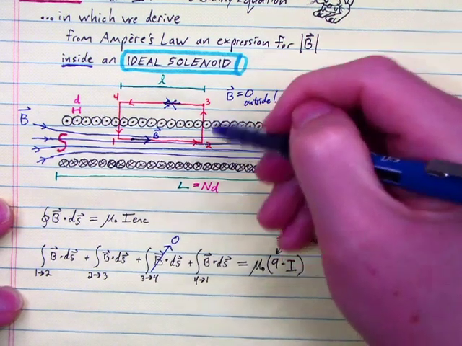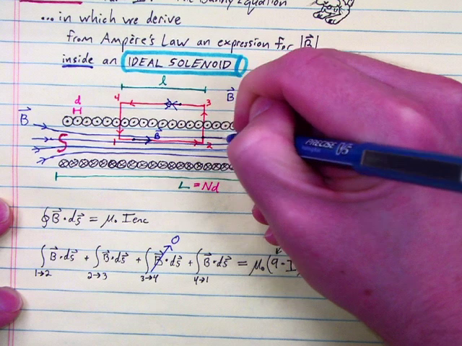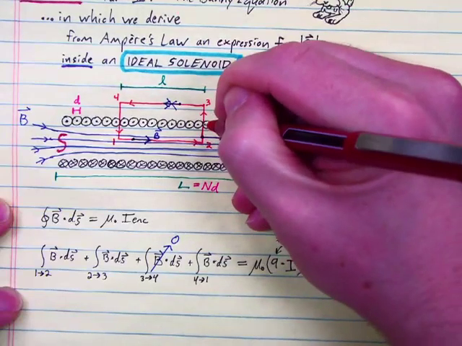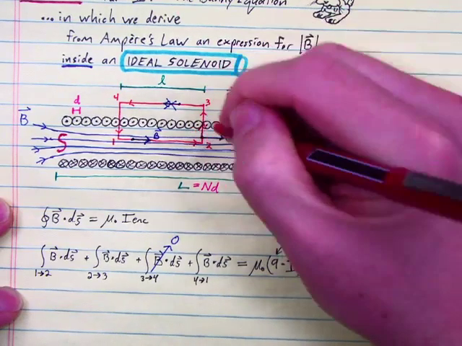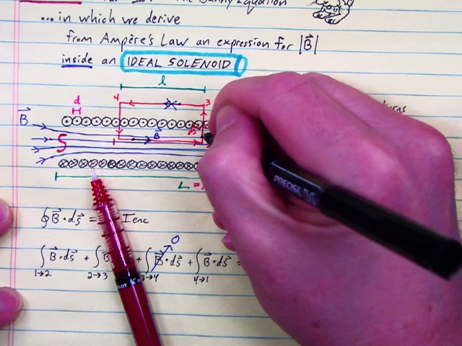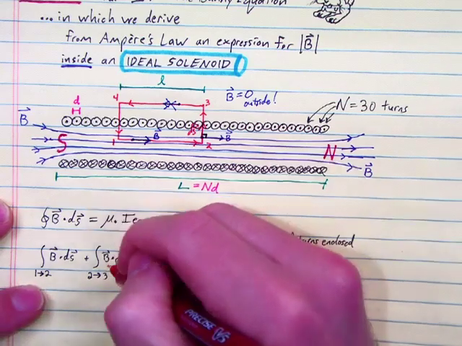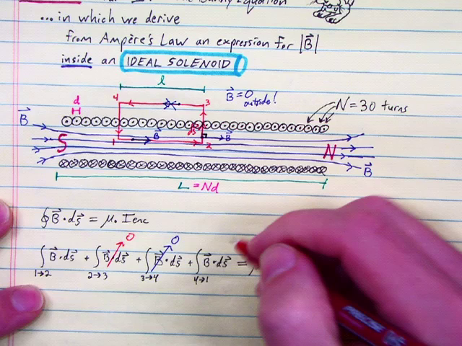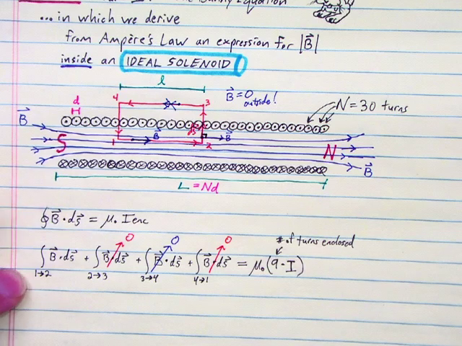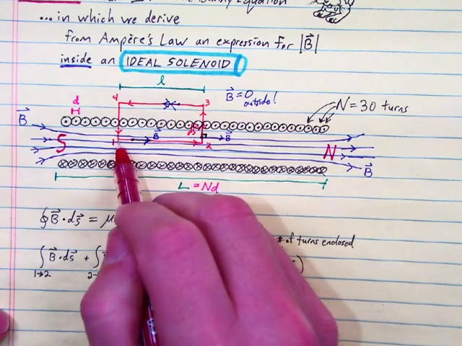And then from 2 to 3 and 1 to 4, B, even if it's not 0, is at a right angle to ds. There's B, there's ds, and there's a right angle between them there. Same thing on the 1 to 4 side. So it's our dot product that makes that term 2 to 3 and 4 to 1 go to 0. Okay, leaving us with just this first term, the open line integral from 1 to 2.